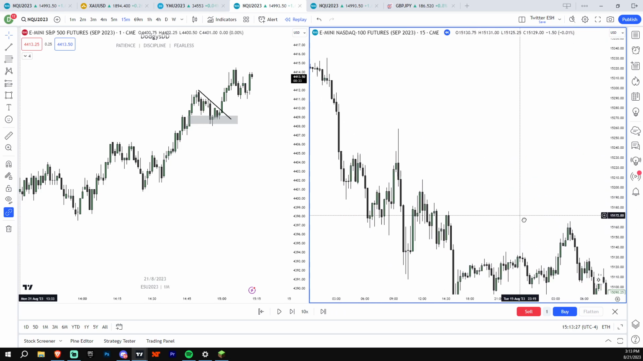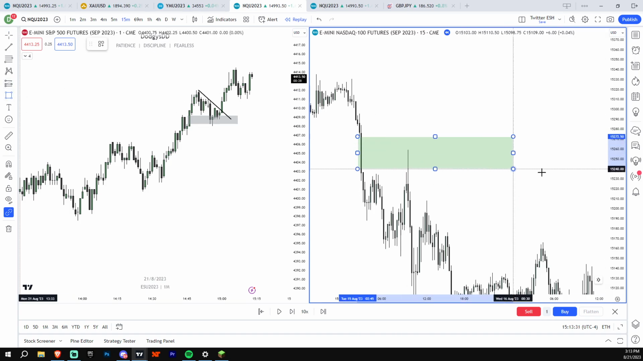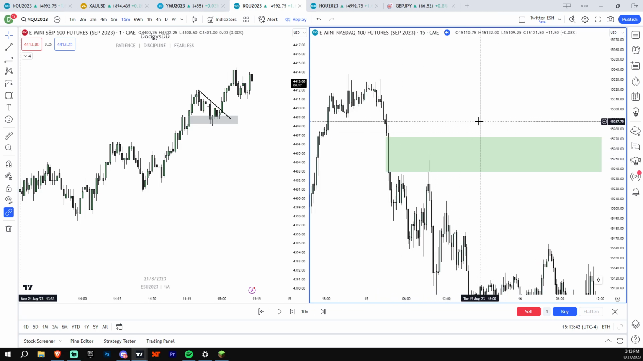Okay, or like in this example, this was respected, so maybe I'd keep this in my chart because I'm thinking, okay, the next time we come here, this was respected at the downside, so what's going to be stopping it from being respected to the upside if it's going to be used as an inverse?